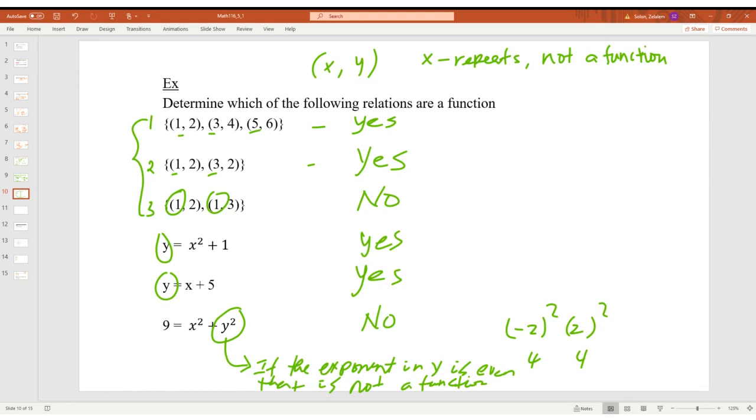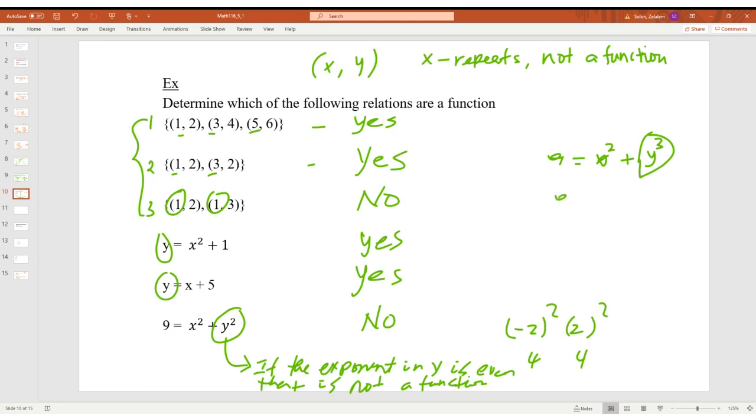Okay. So, for example, if I say the same function, but I would change it. 9 equals x squared plus y cubed. This one is a function because the exponent is odd. If the exponent is even, that's not a function. So basically, all you have to do is look at the y, and if the y has even degree, it is not a function. Like y squared or y to the power 4. This one is not a function.